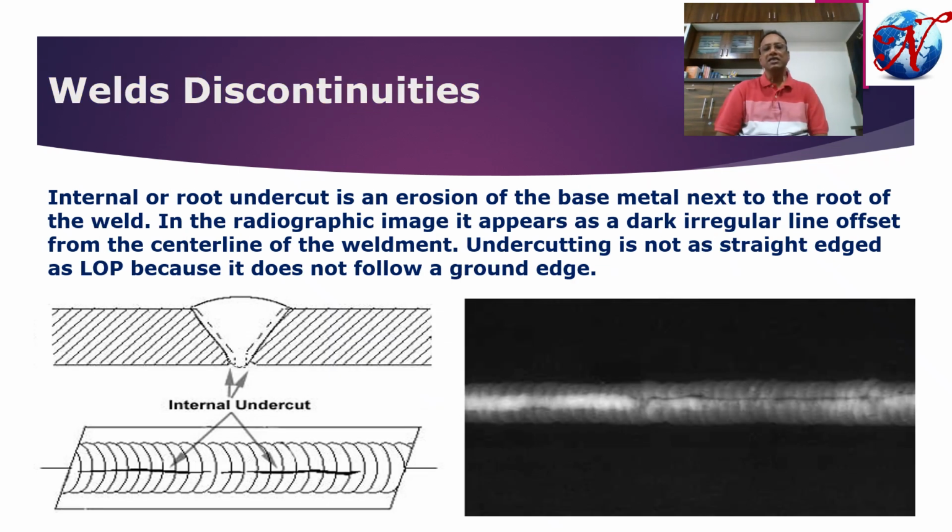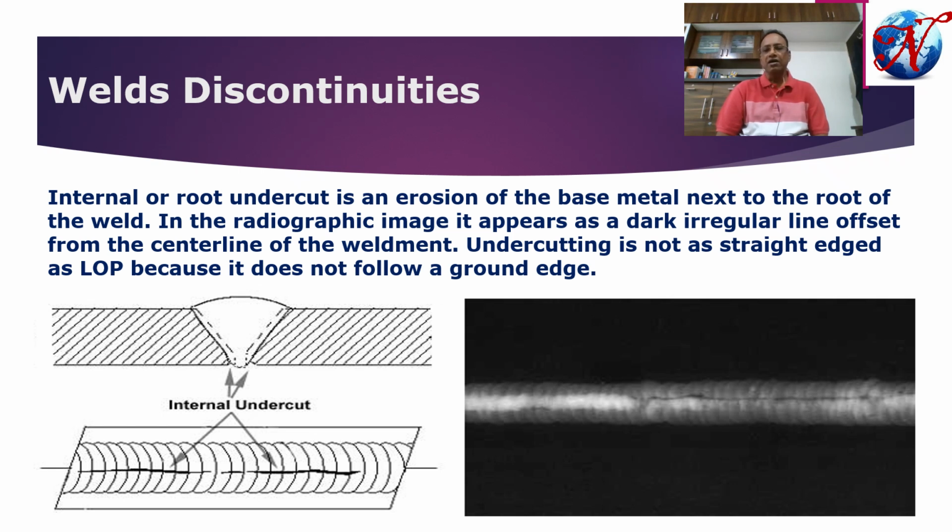Next one is the internal or root undercut, and it is the erosion of the base metal next to the root of the weld. In the radiographic image, it appears as a dark irregular line offset from the center line of the weld. Undercutting does not have a straight edge like lack of penetration because it does not follow a ground edge.